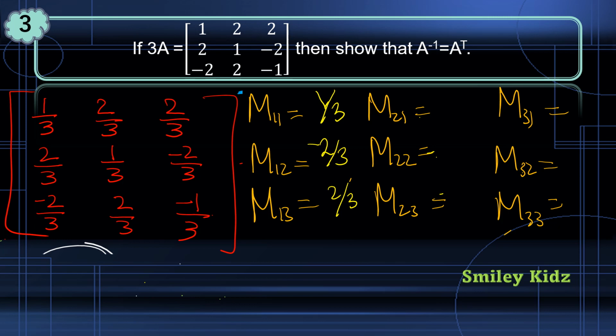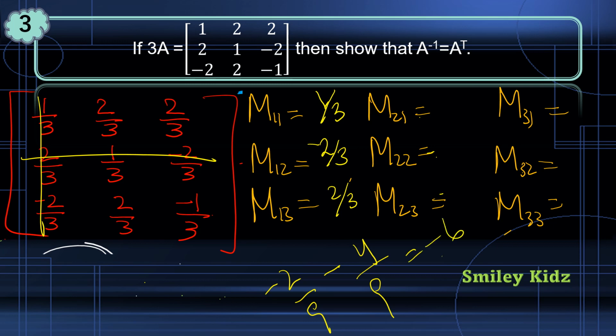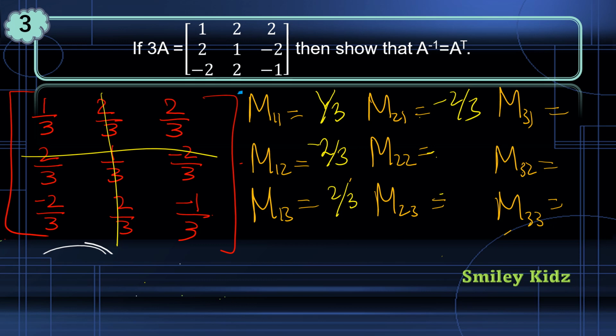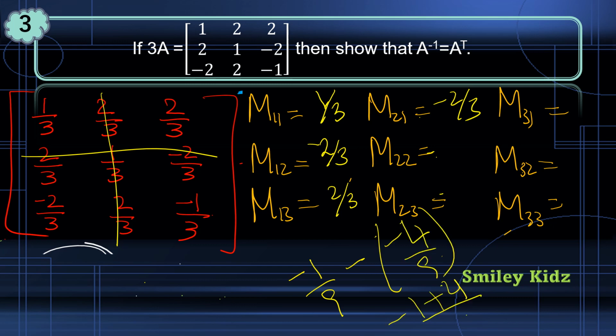Now, M21. Fine, cut down the rows and columns. It belongs to here. It will become minus 2 by 9 minus 4 by 9. This is minus 6 by 9, isn't it? That is minus 2 by 3. Let me write down minus 2 by 3 over here. Next, we have minus 1 by 9 minus of minus 4 by 9. This is minus 1 plus 4 by 9. This is 3 by 9. That is 1 by 3.